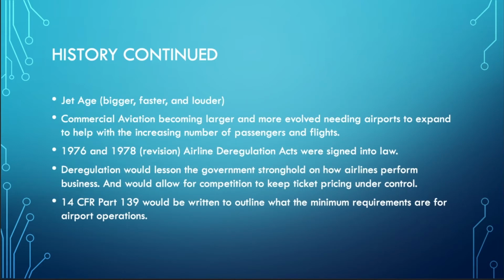So up until the jet age, this is where airports started to become what we see airports as today. They had multiple structures and lots of asphalt everywhere, for your taxiways, your parking, what we call the aprons, I guess. Lots of parking structures for automobiles out front and things like that. So the early 50s is basically when airports really started to change. Commercial aviation became larger and more evolved, needing airports to expand and to help with the increasing number of passengers and flights in and out of the airports.